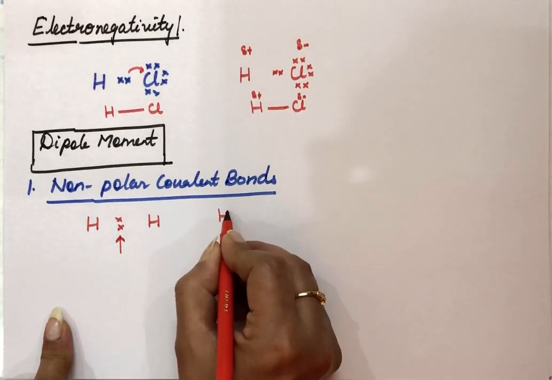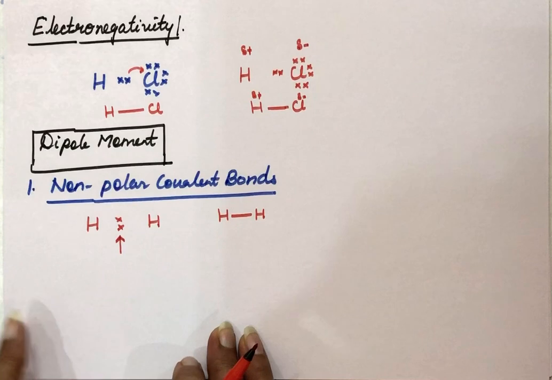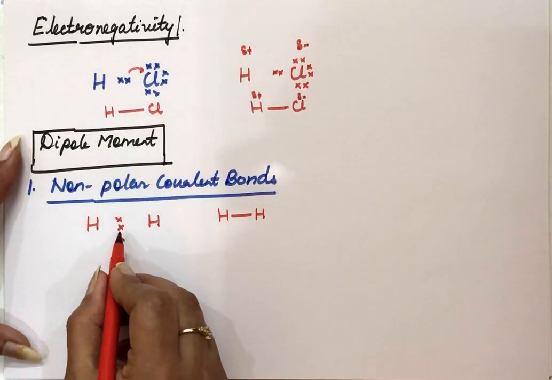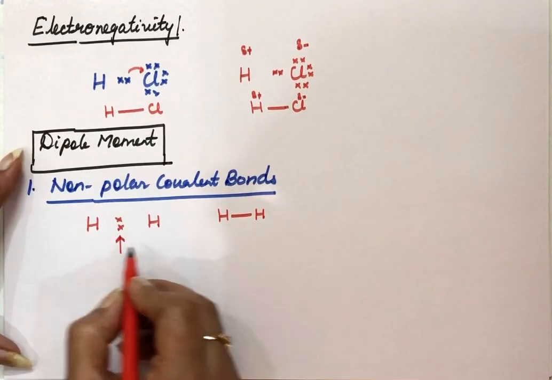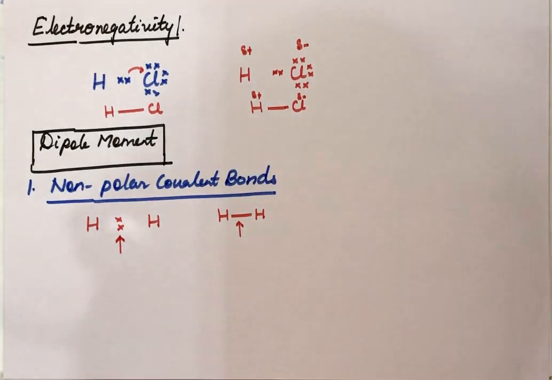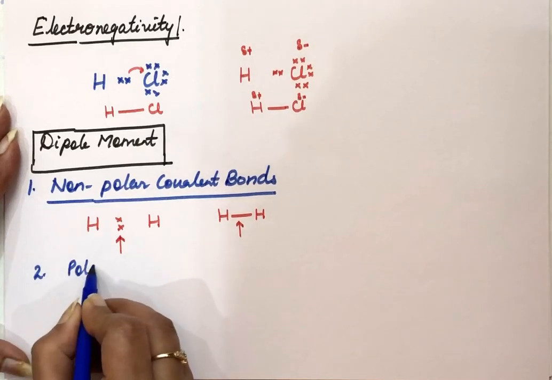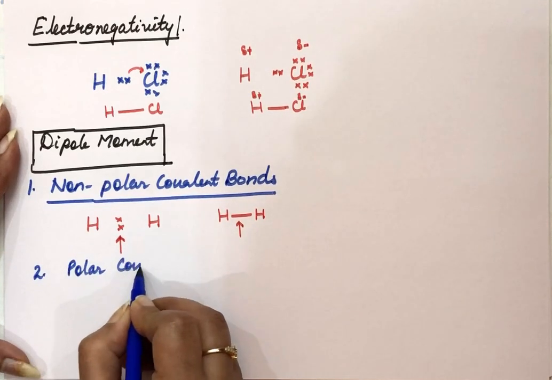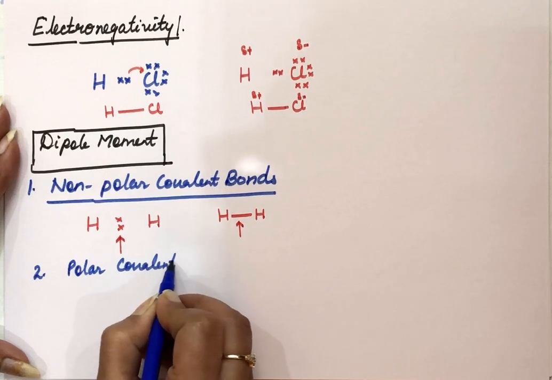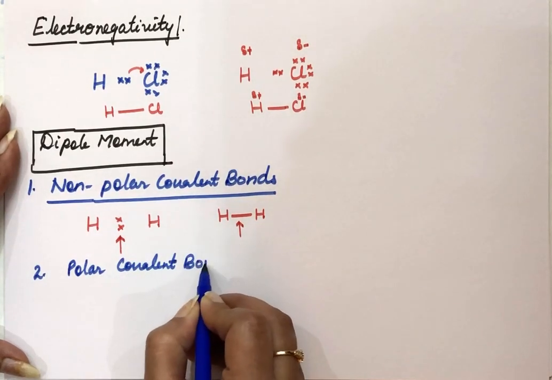So this bond which is formed is a non-polar covalent bond. These electrons remain just in the center. That is why the bond formed here is a non-polar covalent bond. Next is polar covalent bonds. So covalent bonds are also of two types, non-polar covalent bonds and polar covalent bonds.